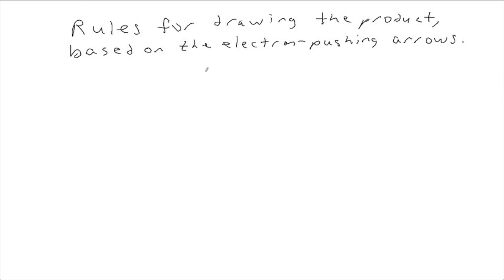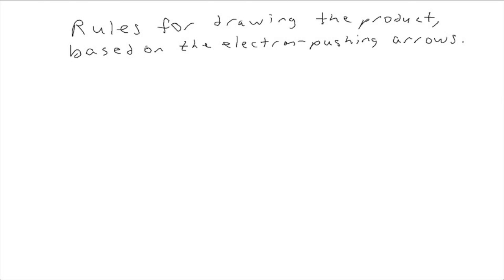There's rules for drawing the product based on the electron-pushing arrows. So that's the most important topic for us to start with, because almost every single problem in the course is going to involve electron-pushing arrows, and we need to know the rules for drawing the product based on those arrows. I think a lot of students don't realize that there's rules for the arrows. They think they're supposed to kind of figure stuff out from the arrows, but there's really mechanical rules. So our job here is just to learn the rules.